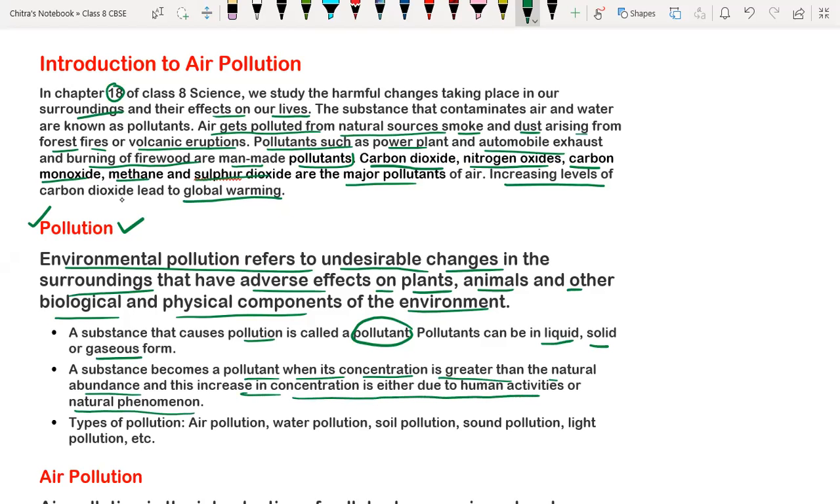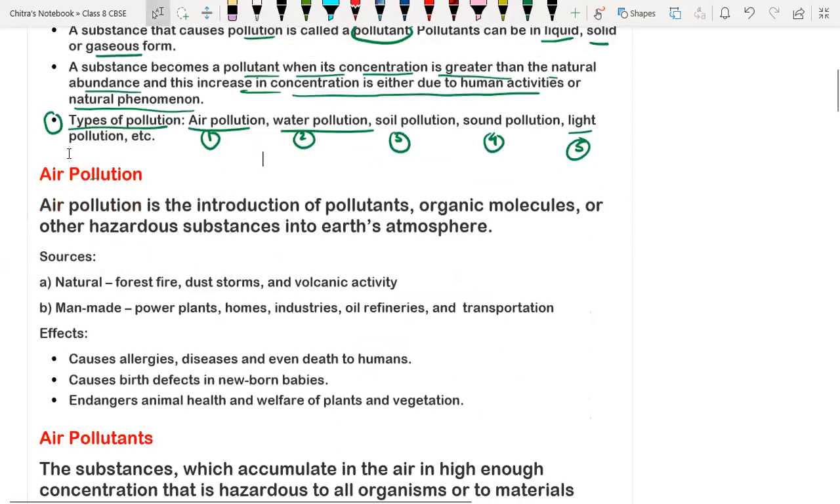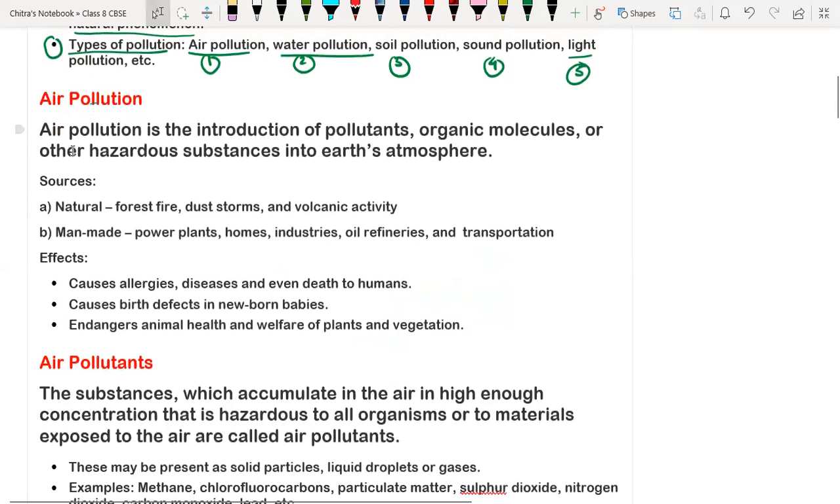Now we have to understand what are the types of pollution. First, we have air pollution. Second, water pollution. Third, soil pollution. Fourth, sound pollution. And last but not the least, we have light pollution also. It is due to radiation. But in our syllabus, we have only air pollution and water pollution. We will understand these two pollutions in detail in this chapter. So first, we will start with air pollution.